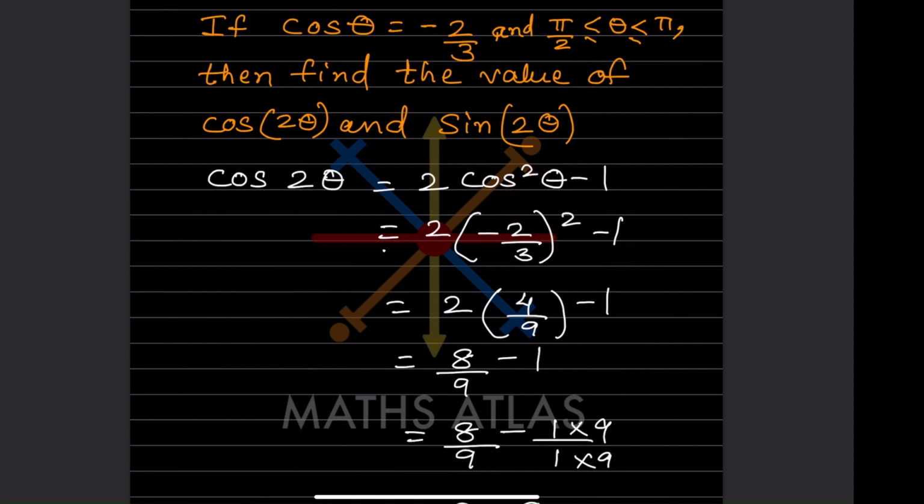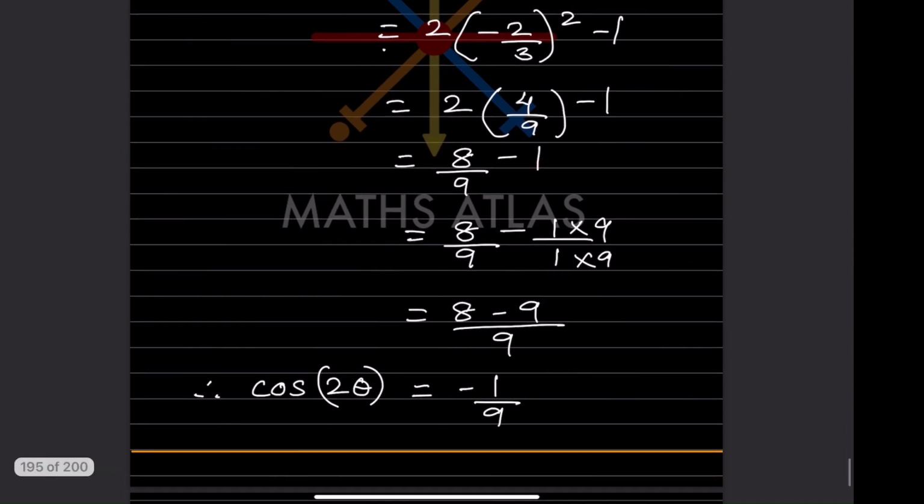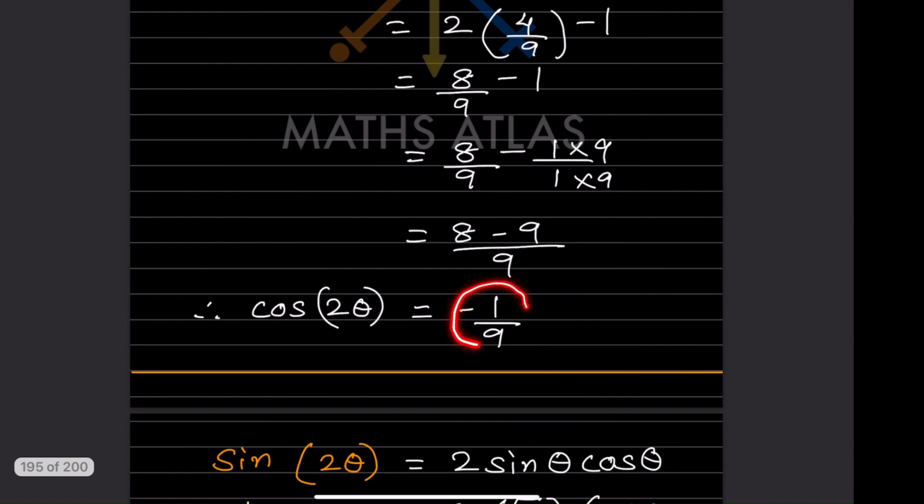So 2 will be as it is. When we expand this, that is going to be minus 2 square, because this is an even power. Minus 2 into minus 2 is going to be plus 4, and this will be 9. Again, we will multiply this, so it will be 8 by 9 minus 1. Now we'll take the LCM, which is 9, so we can put 1 into 9 over 9. So this will be 8 minus 9 by 9. So cos 2 theta is minus 9 plus 8, that is going to be minus 1. So minus 1 by 9.